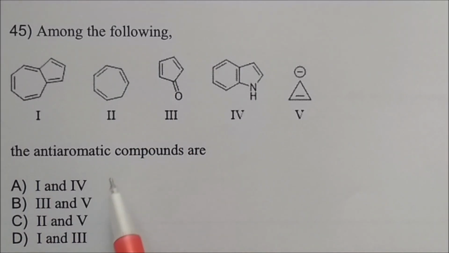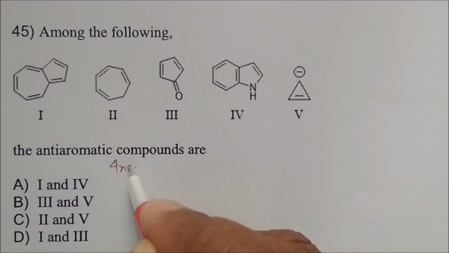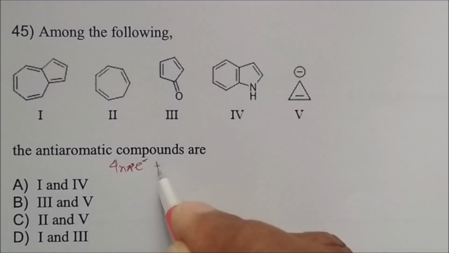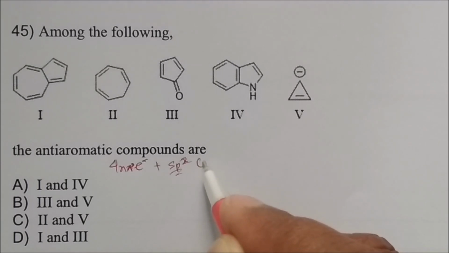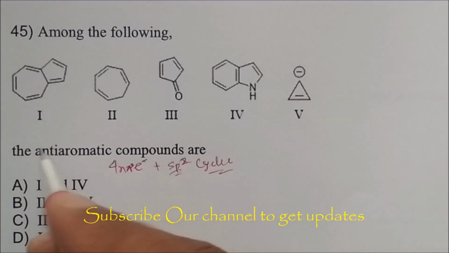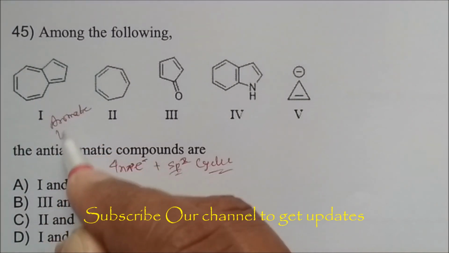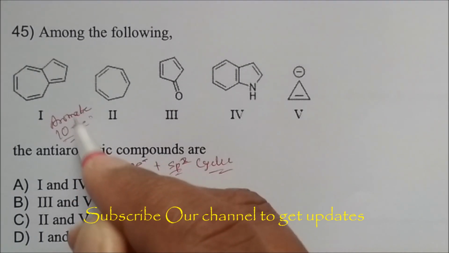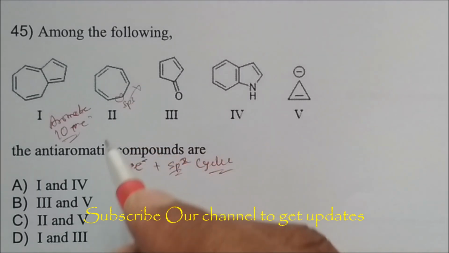Among the following, which is anti-aromatic? So for anti-aromatic, you should have 4n pi electrons, and plus it should be sp2 hybridization. This is the compulsory thing, and a cyclic ring. Now if you see the first one, this is your aromatic compound. Okay, it has how many? 10 pi electrons are there. So 10 pi electrons means this is aromatic. Now this is your sp3 hybridization. It's not a plus. This is also rejected.